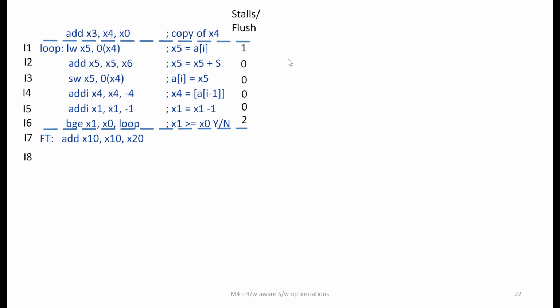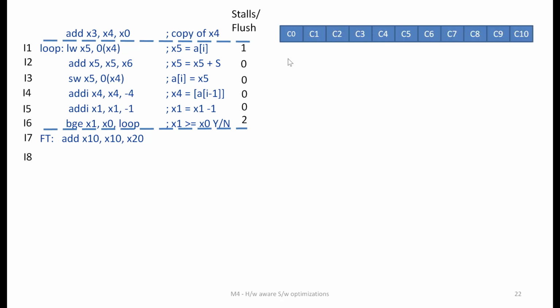So let's look at the timeline here. Let's say the clock cycles are C0, C1, C2, C3, and so forth. And let's look at the execution of the 6 instructions of the loop: I1, I2, I3, I4, I5 and I6. So in C0, I1 will be fetched. In C1, it will move to decode and I2 will be fetched. In C2, I1 moves to execute stage, I2 will move to decode and I3 will be fetched. In C3, I1 will access the memory to fetch the data.